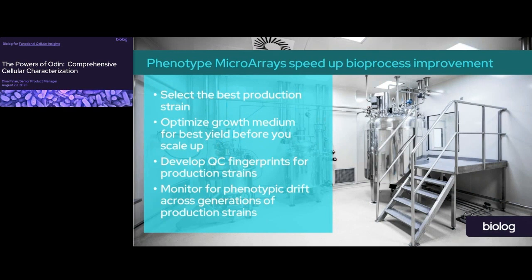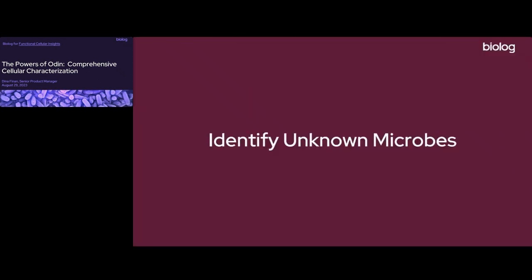And I didn't talk specifically about this today, but you can also use this profile as a kind of fingerprint to make sure that you have the bugs that you think you have in your fermentation, and importantly, that they aren't changing too much after dividing for many generations. So you can use this to keep checking and making sure that nothing has drifted too much. And with that, I have one more short story about how you can use the same chemistry, same concept, to identify unknown microbes.